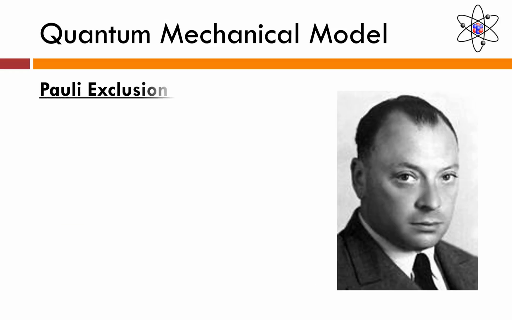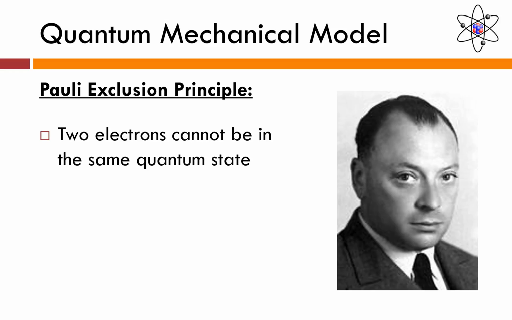We've got this gentleman, and he's Pauli, and he came up with the Pauli exclusion principle. Basically he states that two electrons cannot be in the same quantum state. My guess is you're wondering, what on earth is a quantum state? Basically, you can think about it as Pauli saying every electron in the atom is a unique and beautiful snowflake.